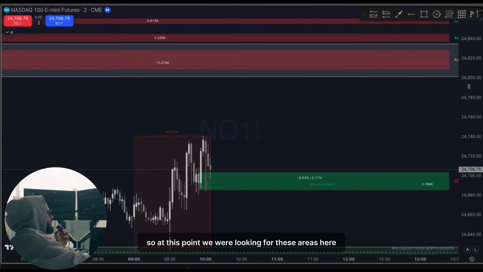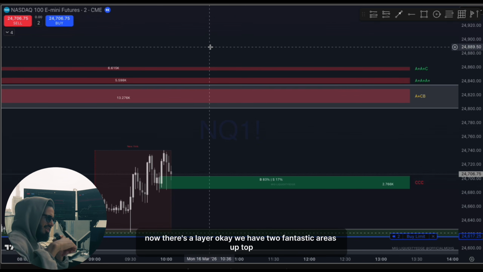Okay, so at this point, we were looking for these areas here. Now, there's a layer.